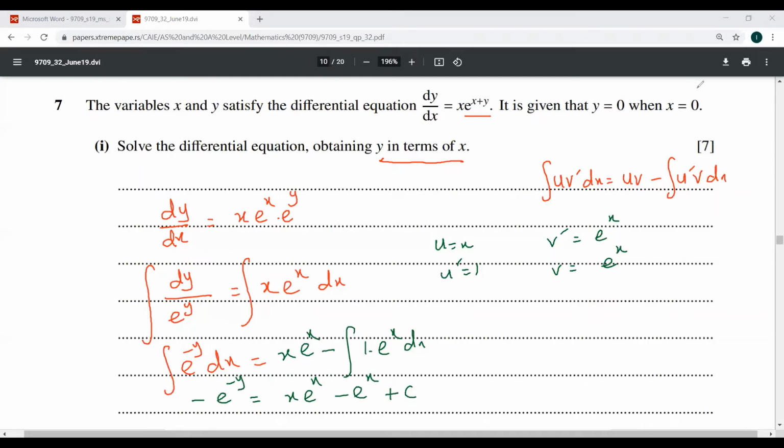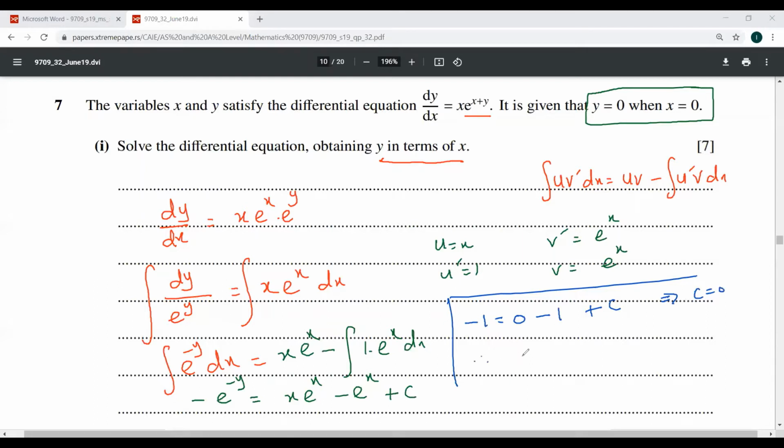Okay. Now we have been given these two values here so that we can determine this c over here. So using these given values, this is minus e raised to 0, which is minus 1. This is 0 minus 1 plus c. So do we get this c to be 0? Yes? Okay. So therefore, now we are left with, let me cut down this minus here, e raised to power minus y. And the other side will be written as e raised to power x, and I'm going to take common as well, minus x, and that's it.